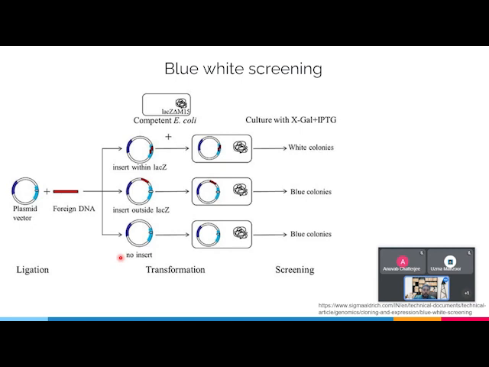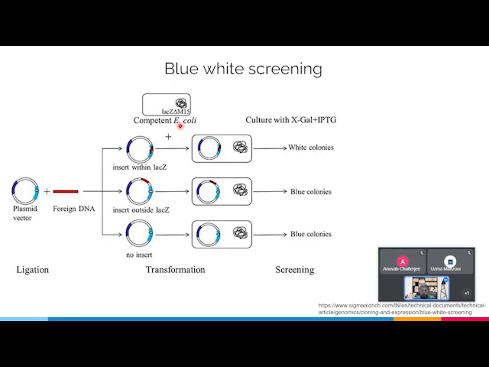Now you want to go ahead and transform this competent E. coli with the clone vector. So the vector will go inside the cell in all three cases. And now, if the LacZ present on the vector was not disrupted, that is, it does not have your required gene of interest, then the LacZ component from the plasmid vector and the LacZ component from the E. coli cell individually will give rise to a functional beta galactosidase enzyme.